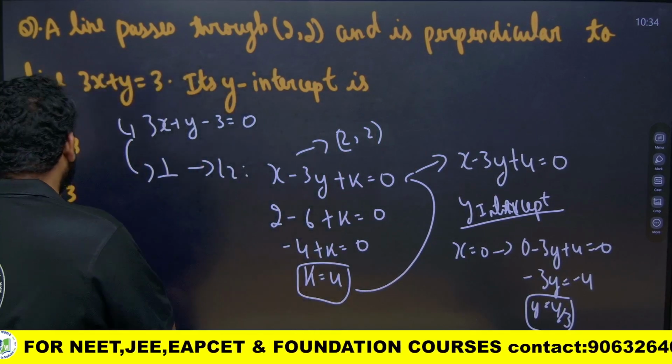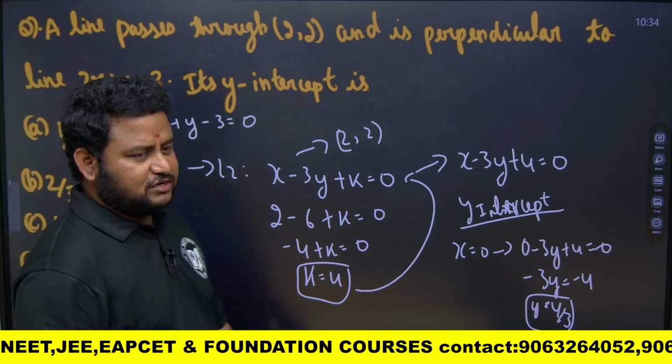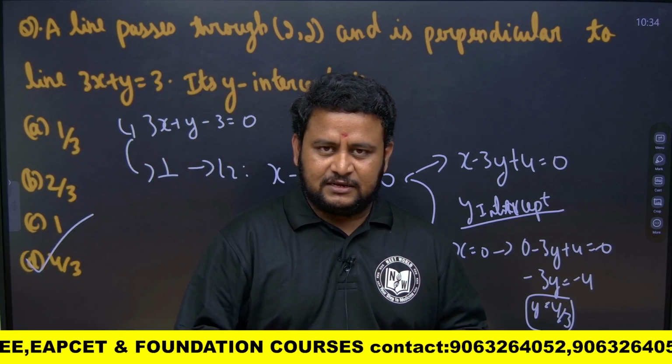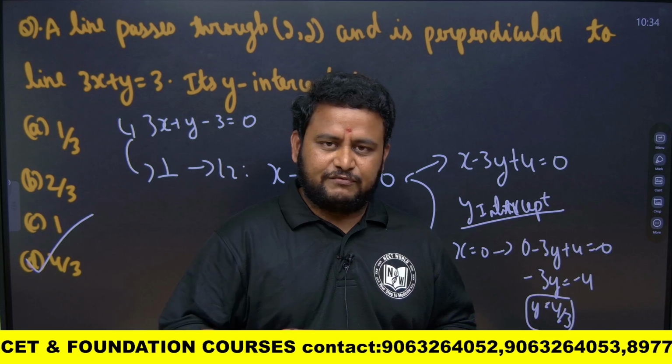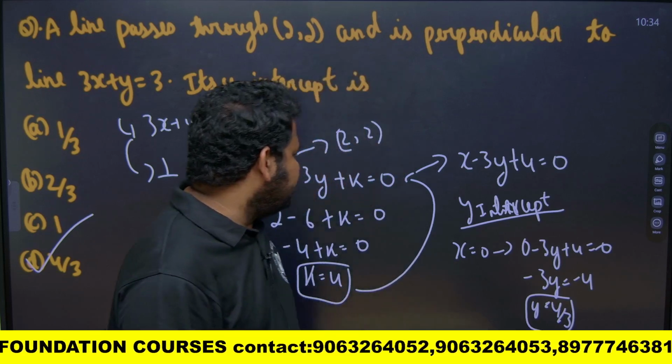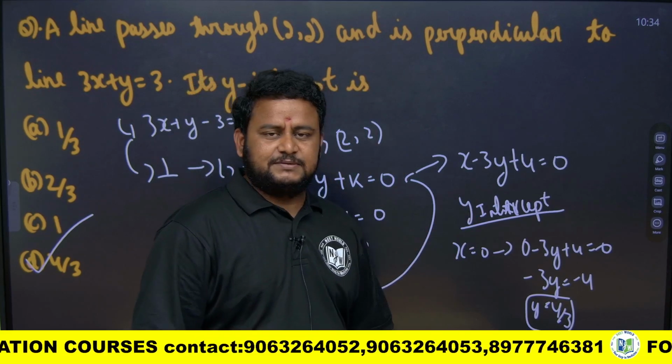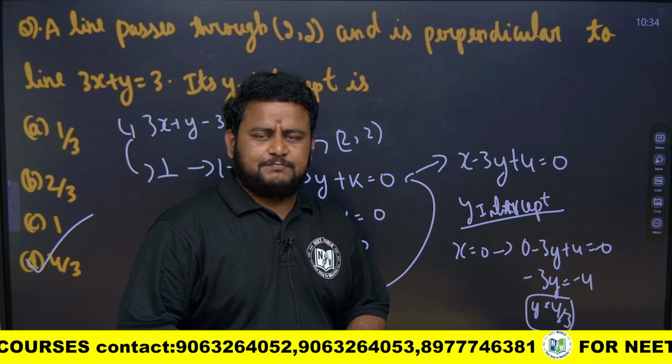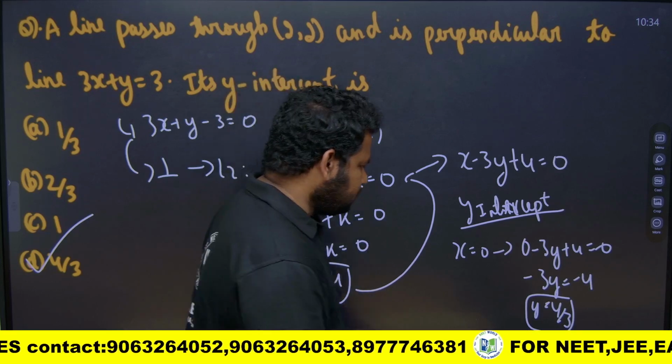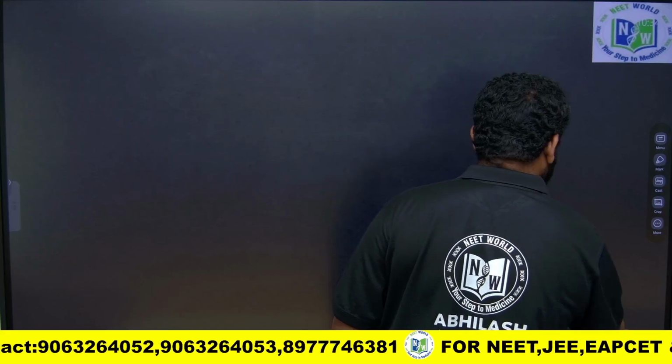That is option D. Very simple question. For a given line, write the perpendicular line, find out the value of k and put the value of k, and then look for the y-intercept. To find the y-intercept, put x is equal to 0. If they ask for the x-intercept, put y is equal to 0. That's it. I hope this is clear. Let's move to the next question.